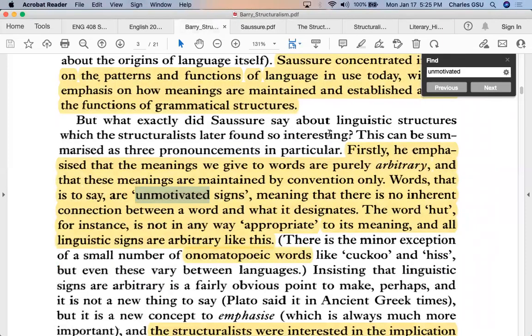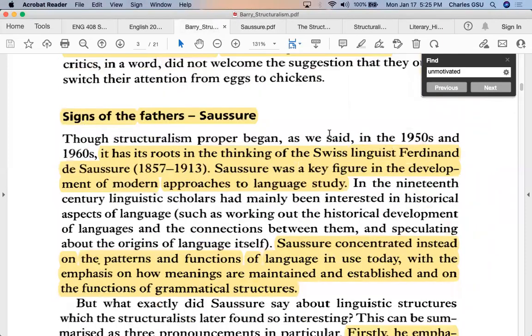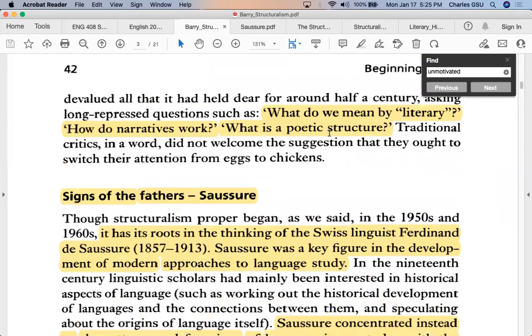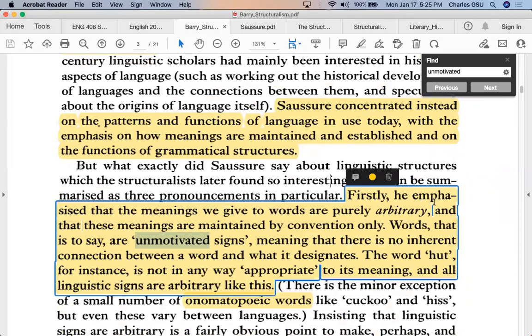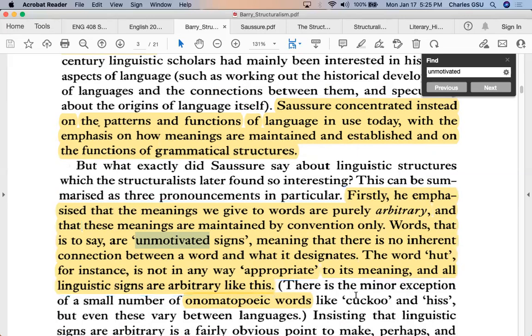So here, this is on page 42 of Barry's chapter. It says, firstly, he, meaning Saussure, emphasized that the meanings we give to words are purely arbitrary and that these meanings are maintained by convention only, right? From culture to culture, time and era to era. Words, that is to say, are unmotivated signs, meaning that there is no inherent connection between the word and what it designates, right? The word hut, and so on, as I mentioned.